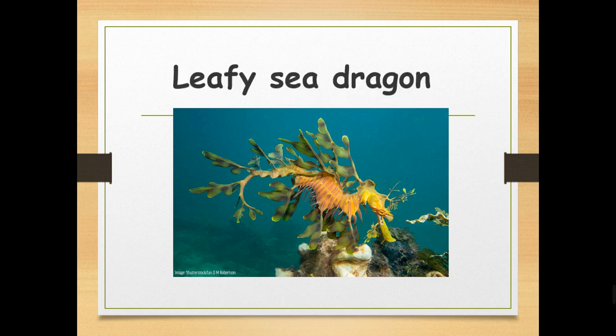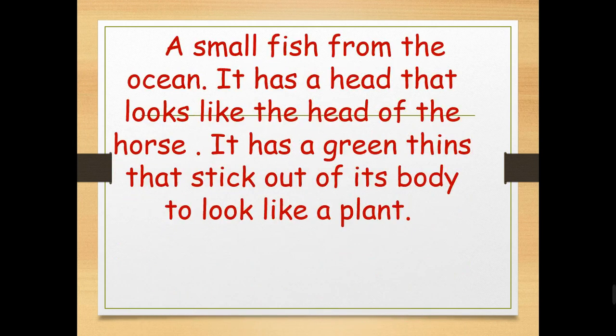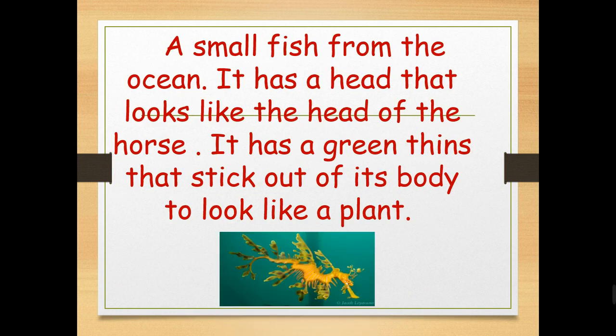Next, we have this creature. It's called leafy sea dragon. Look carefully at the picture. It's a small fish from the ocean. It has a head that looks like the head of the horse. Can you see the picture? It has green fins that stick out of its body to look like a plant. So it's an animal, not a plant, but it looks like a plant. It's called what?